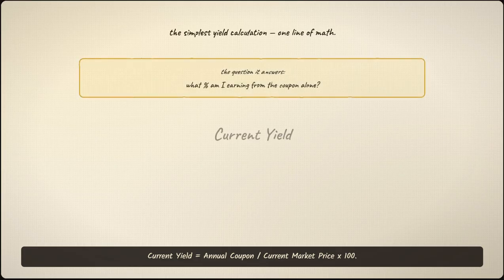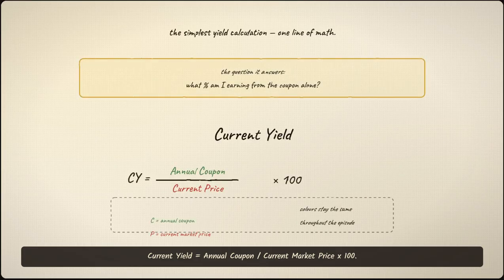Current yield, the simplest yield calculation, just one line of math. The question it answers: if I buy this bond today and hold it for 1 year, what percentage return do I get from just the coupon alone? The formula: current yield is annual coupon divided by current market price times 100.